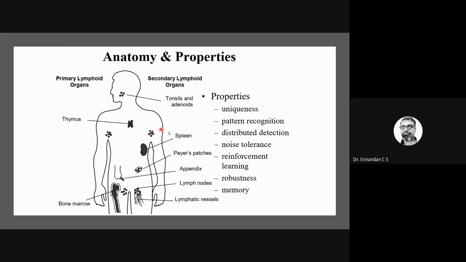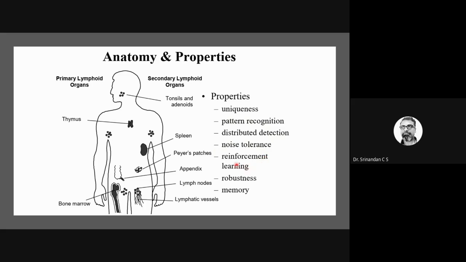So these cells also will recognize by the antigenic pattern, which is the PAMPs. Yesterday I discussed microbial patterns that will be detected, and there will be distributed detection and noise tolerance. They will know what is signal, what is the noise, the threshold. Otherwise, we will not have the microbiota itself in our body.